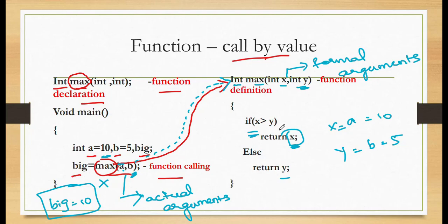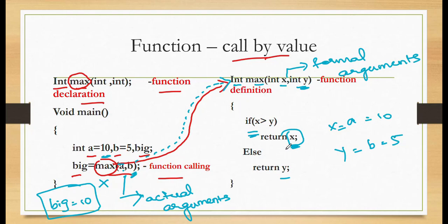Only three things: function declaration, function calling, function definition. In a function declaration you are defining a data type, the function name and the argument list. Whatever you are going to use should be defined before the main function. And inside the main function, what you use is called function calling. The arguments you pass inside the function calling are called actual arguments. The variables you use in the function definition are called formal arguments.